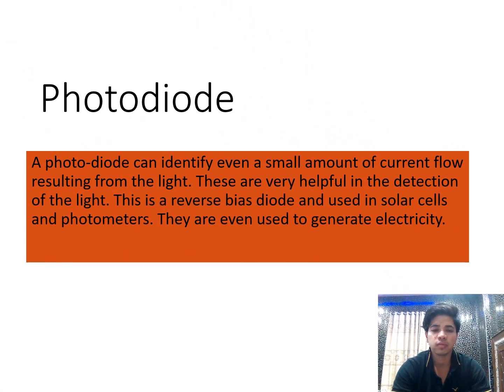Photodiode. A photodiode can identify even a small amount of current flow resulting from the light. These are very helpful in the detection of light. This is a reverse bias diode and used in solar cells and photometers. They are even used to generate electricity.